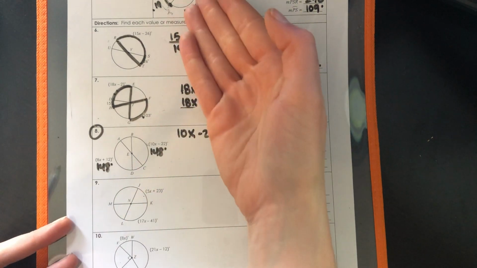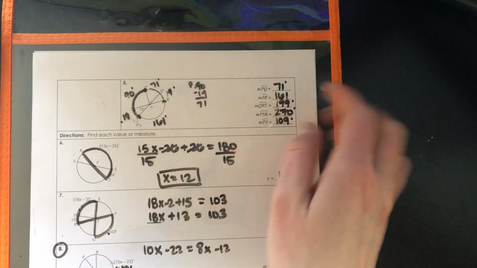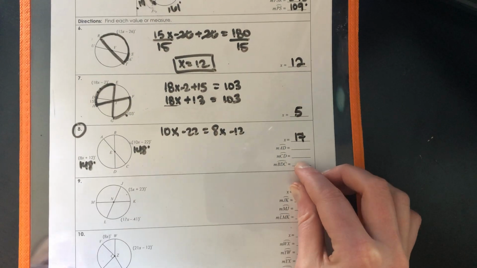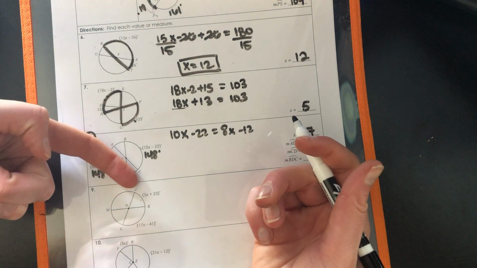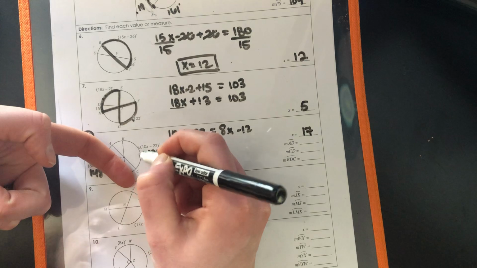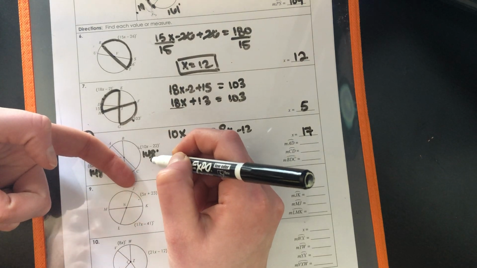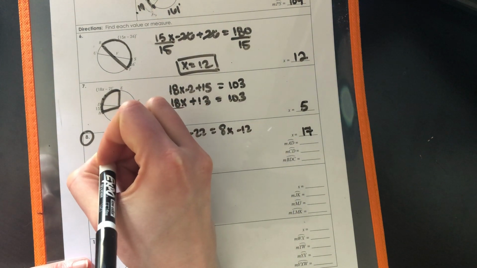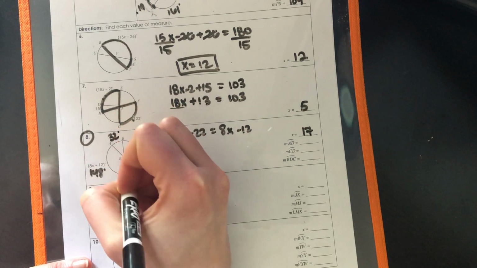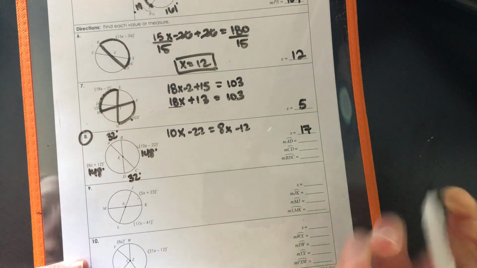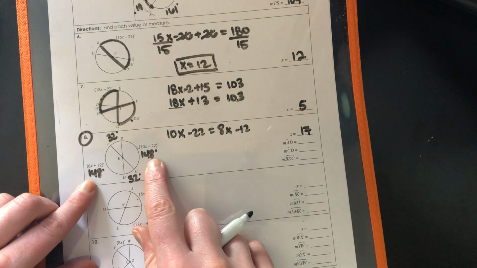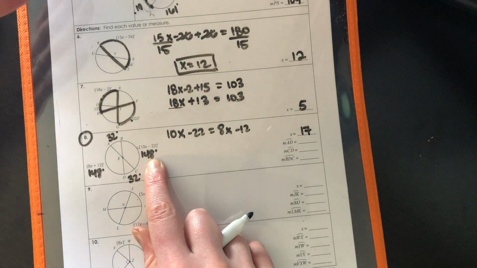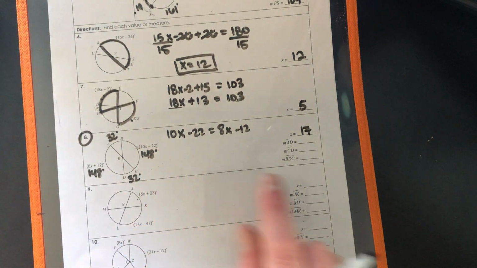And now I'm going back to like what we were doing above. I'm filling in everything first before I finish off my questions over here. Okay, so now I've plugged it in. Ooh, I see a diameter. 180 minus 148 is 32. Vertical angles, so this is also 32. So I had to solve for x, plug it in, and do as we were doing earlier, okay?